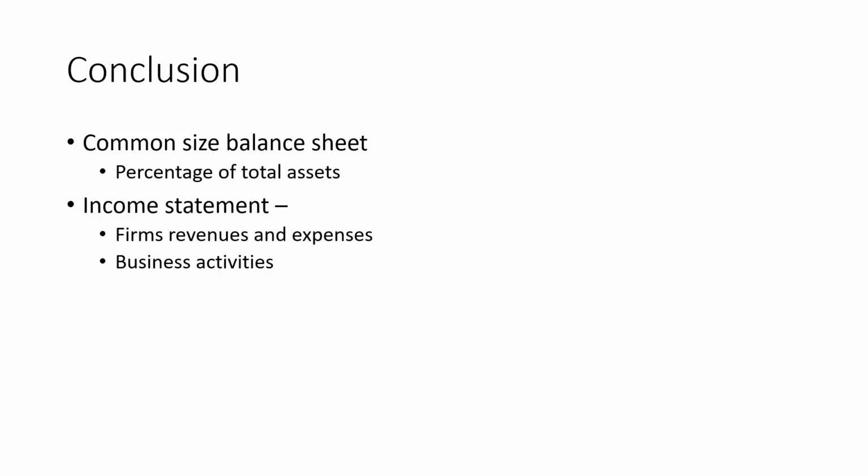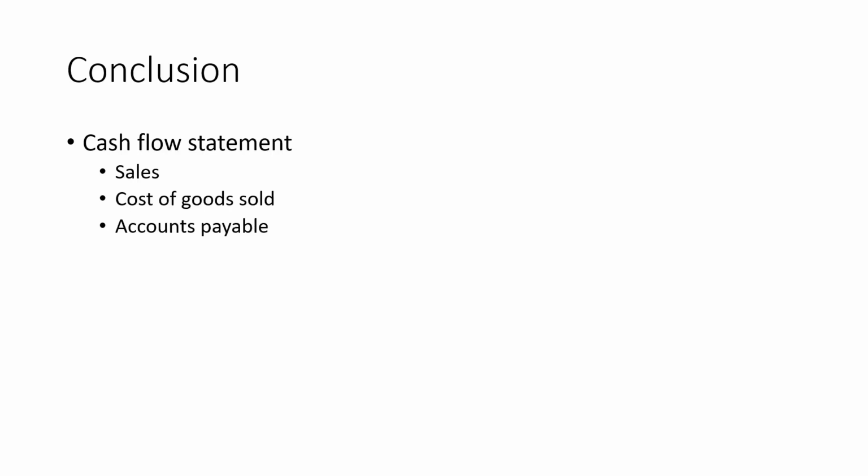The income statement is obviously created using the firm's business activities. Unlike the cash flow statement, where any change in any investing activity, financing activity, or operating activity will create cash flows. The common size income statement was a percentage of total sales. In the cash flow statement, the most important component for operating cash is sales minus cost of goods sold and any change in accounts payable and receivable and inventory.